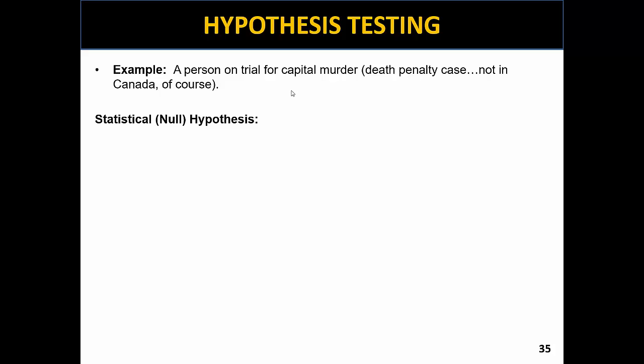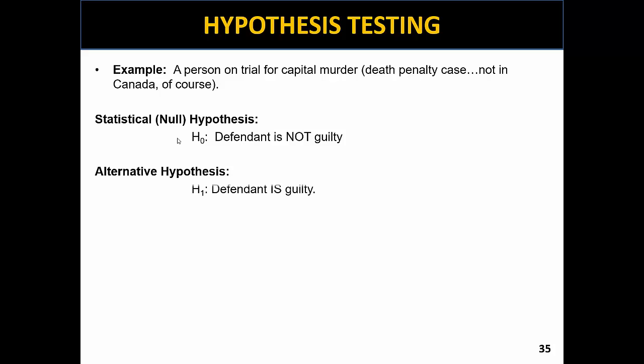So if we use this example of a person on trial, we state the null hypothesis. From a statistical perspective, again, we go back to the word null. Null means zero. So the statement is that the defendant is not guilty. That is a statement of the null hypothesis. Now, the alternative is just the opposite of that. We state that the defendant is guilty in this case.